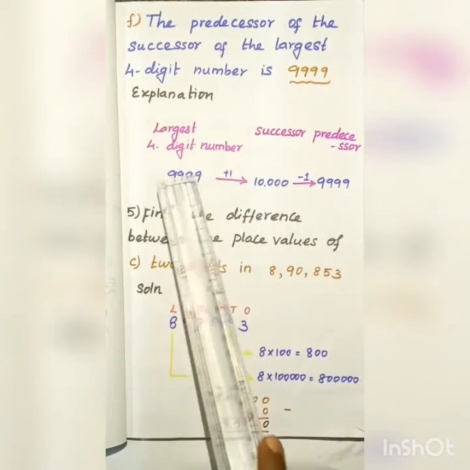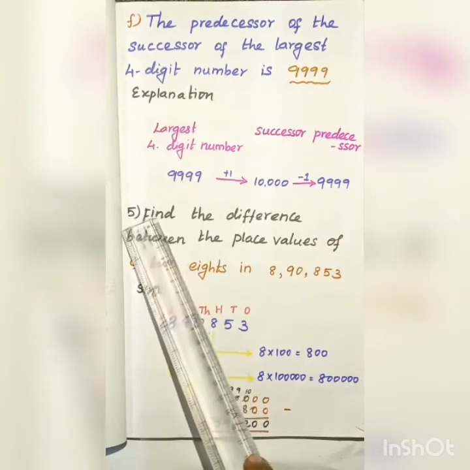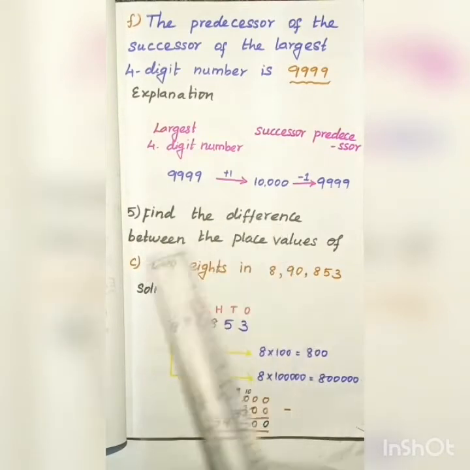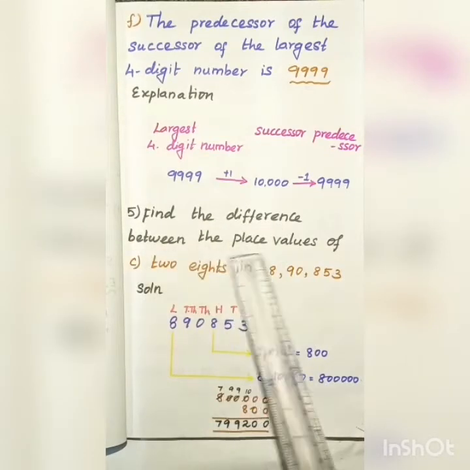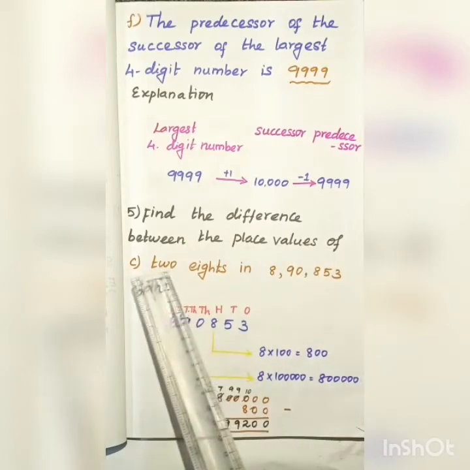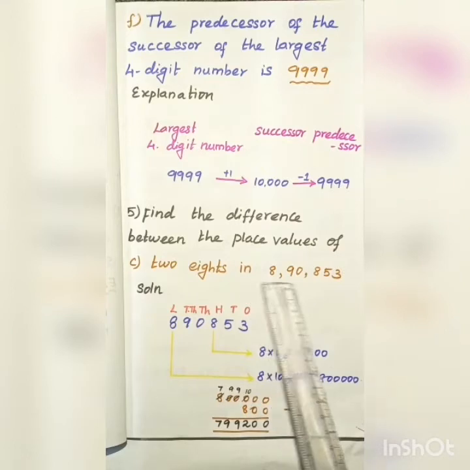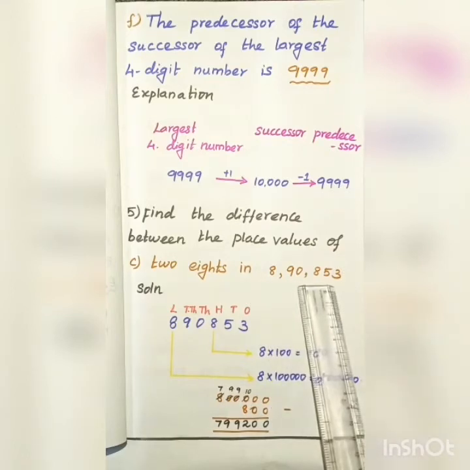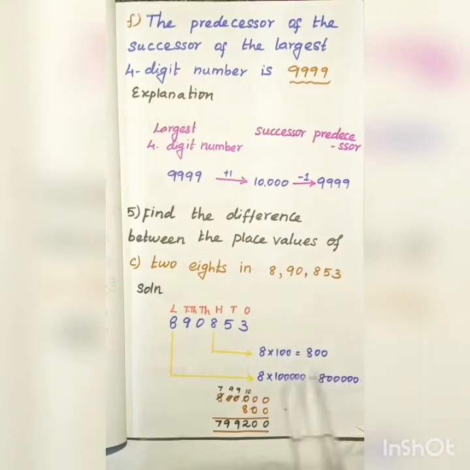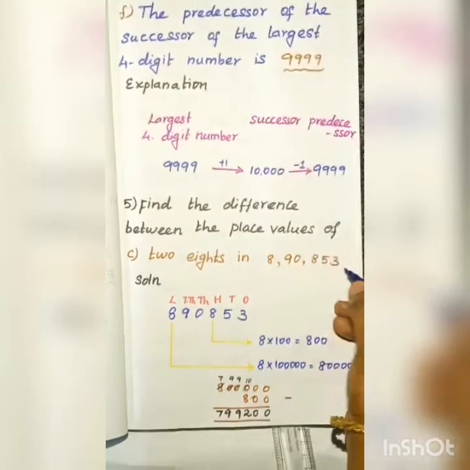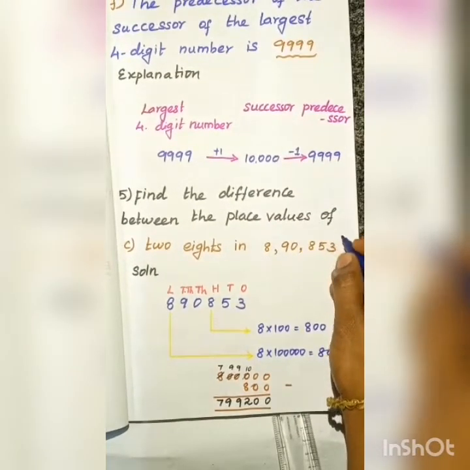Okay, don't confuse. Fifth question. Find the difference between the place values of 2 digits in the given number. How can you read this number? Using the Indian place value chart, you just put ones, tens above on this.